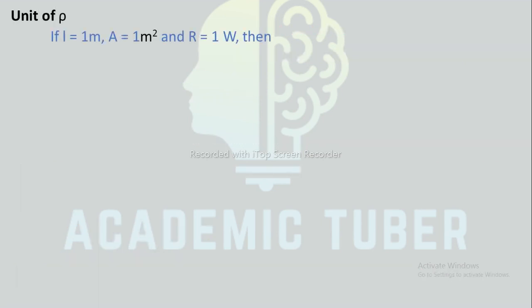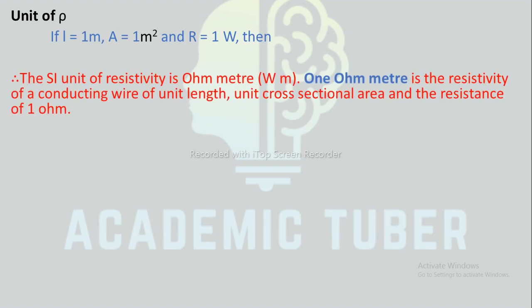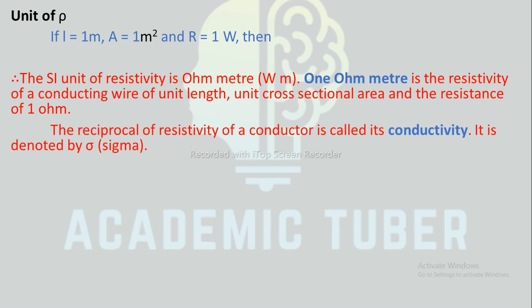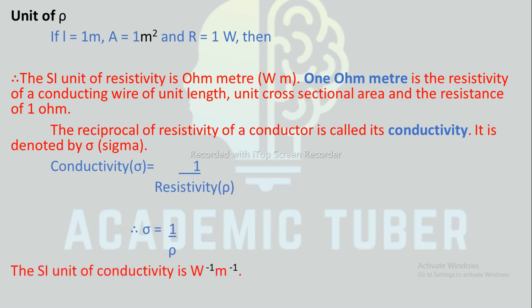Unit of rho, resistivity. If L equals 1 meter, A equals 1 meter square, and resistance equals 1 ohm, then the SI unit of resistivity is ohm meter. 1 ohm meter is the resistivity of a conducting wire of unit length, unit cross section area, and the resistance of 1 ohm. The reciprocal of resistivity of conductor is called its conductivity, and it is denoted by sigma. Conductivity equals 1 by resistivity, that is sigma equals 1 by rho. The SI unit of conductivity is per ohm per meter.